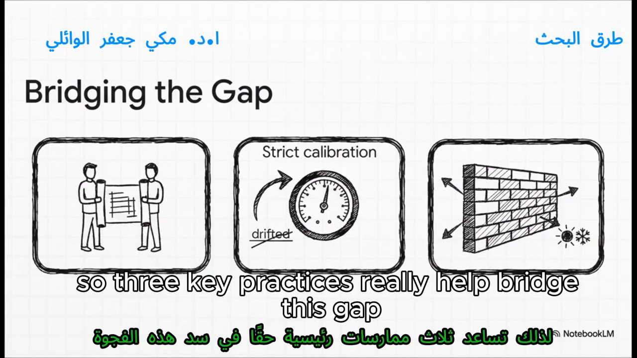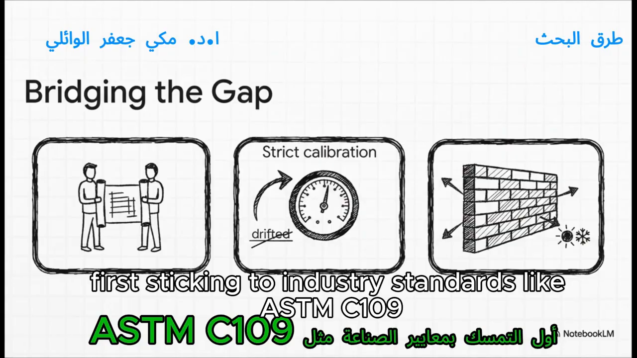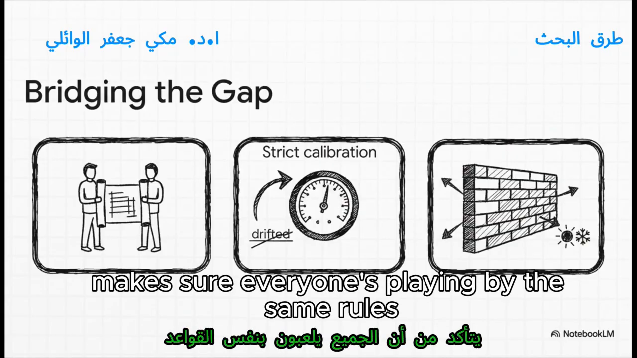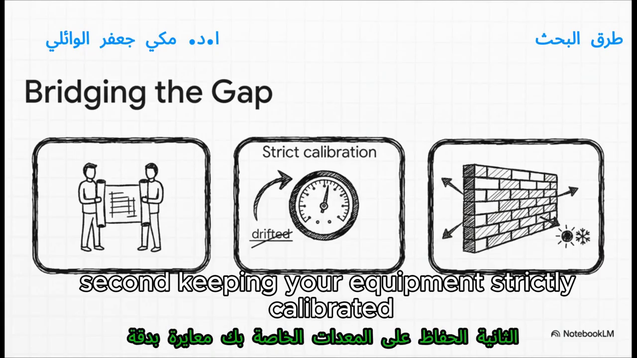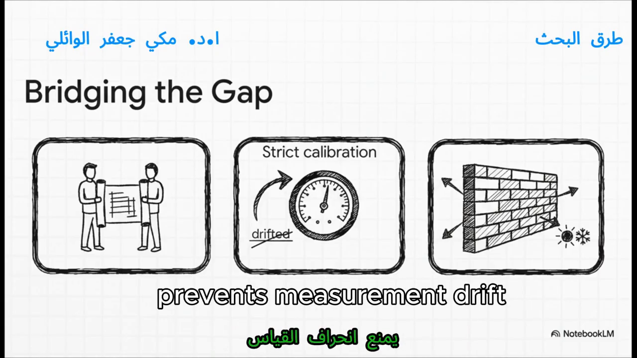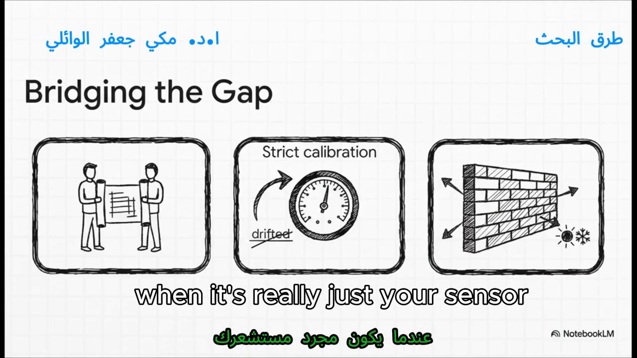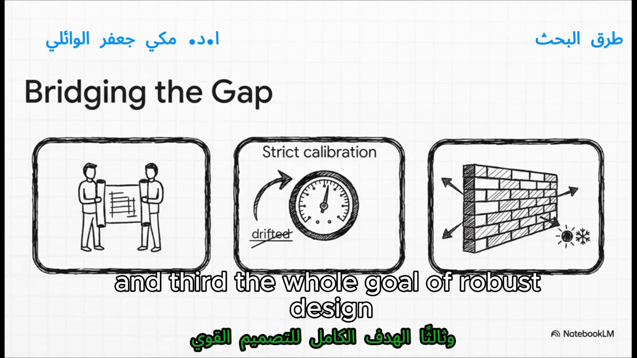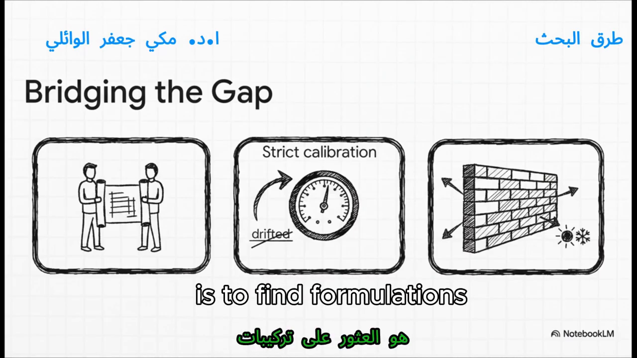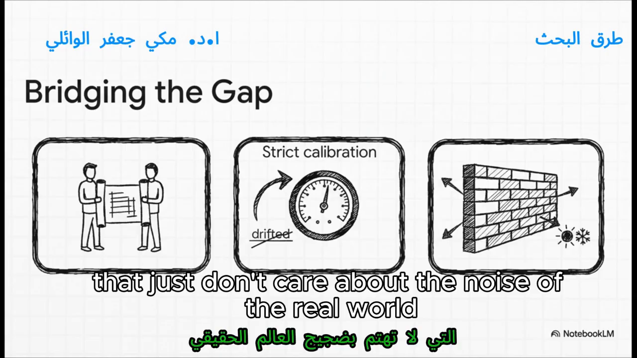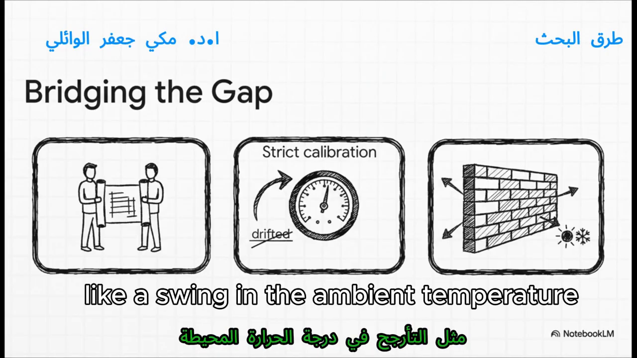So three key practices really help bridge this gap. First, sticking to industry standards like ASTM C109 makes sure everyone's playing by the same rules. Second, keeping your equipment strictly calibrated prevents measurement drift, where you think your material is failing when it's really just your sensor. And third, the whole goal of robust design is to find formulations that just don't care about the noise of the real world, like a swing in the ambient temperature.